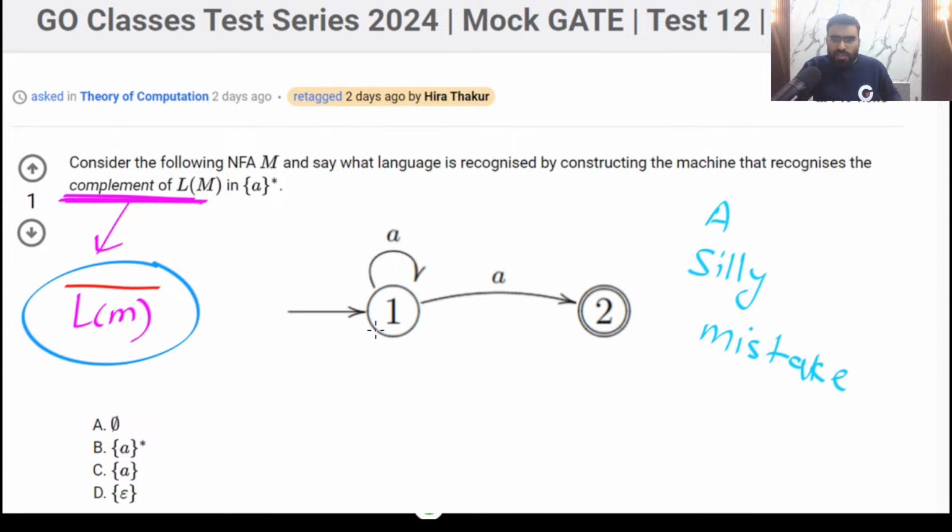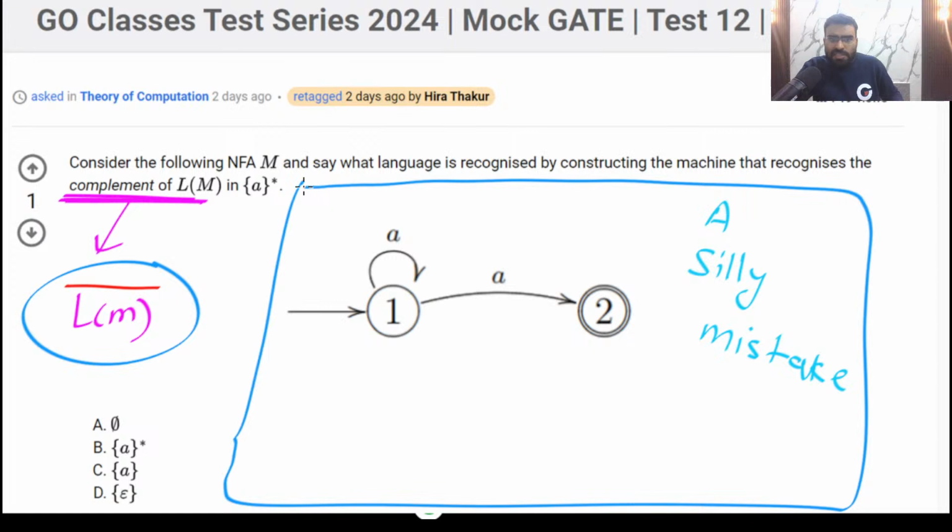But some students made a silly mistake. Let me tell you the silly mistake. The silly mistake is like this.